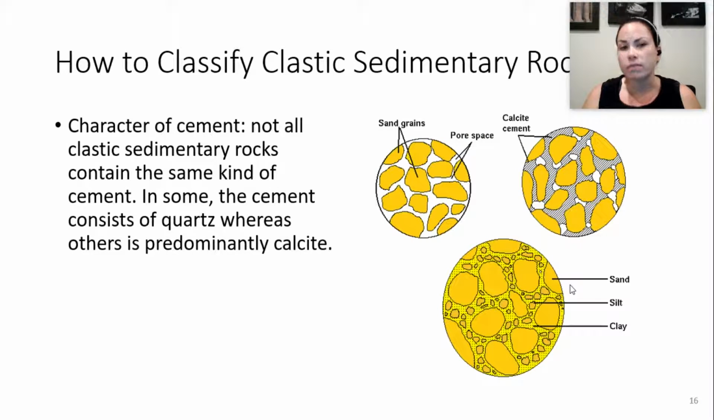Okay, next is the character of cement. So not all clastic sedimentary rocks contain the same kind of cement. In some, the cement consists of quartz, whereas others are predominantly calcite, and this has to do with where the clasts are deposited and what the environment is. Because we have these grains that are smushed next to each other, and we have this pore space in between. So if you think about having a jar of marbles, the space in between the marbles is what we call pore space, and that pore space can be filled with fluid.